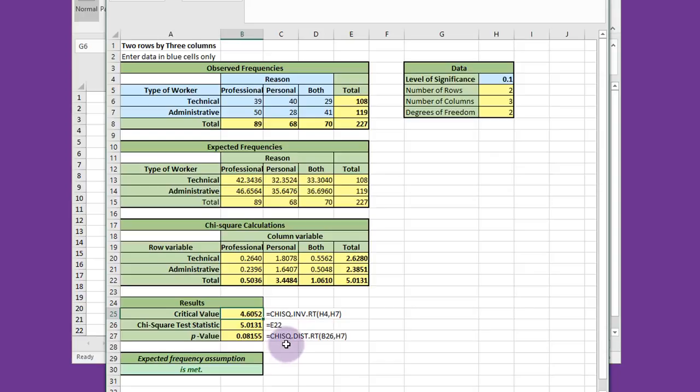And then we can calculate the p-value, the probability of getting this data or more extreme data using the Excel chi-square distribution right tail, which is a function of the test statistic and the degrees of freedom. And with those pieces of information, the p-value, the test statistic, and the critical value, you can make your decision on whether to reject the null or not.